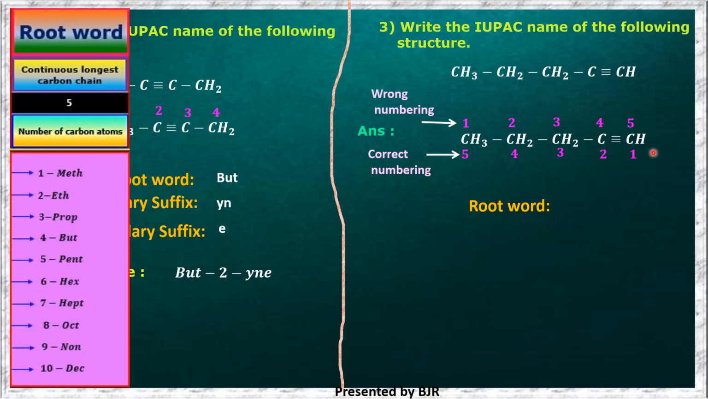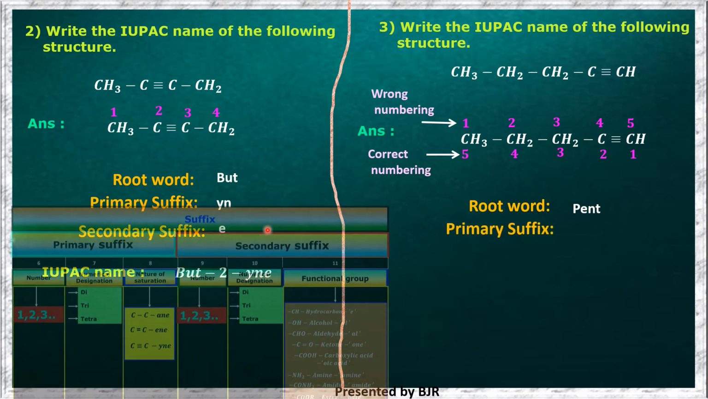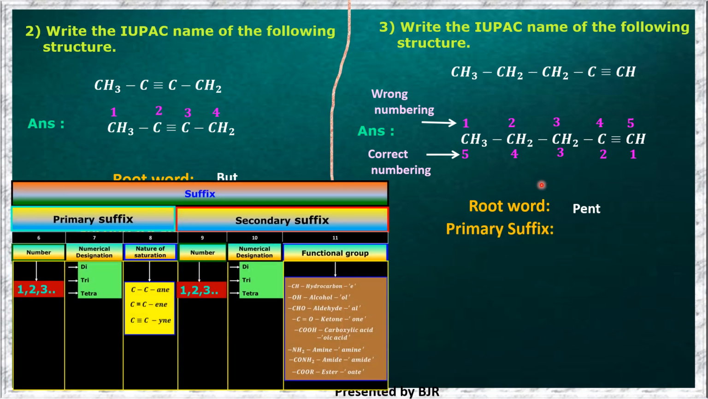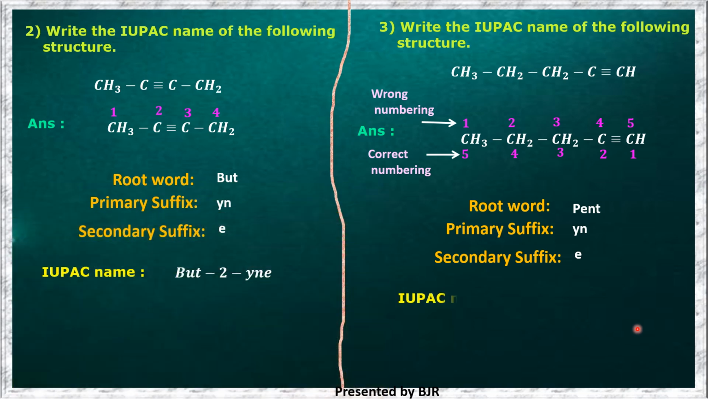5 carbon atoms. So what is the root word? When 5 carbon atoms are there, it is pent. Okay. Next, primary suffix, triple bond is there, it is yn, and secondary suffix is only E because only hydrocarbons are present in this. Okay. So the IUPAC name of this structure is pent-1-ine.